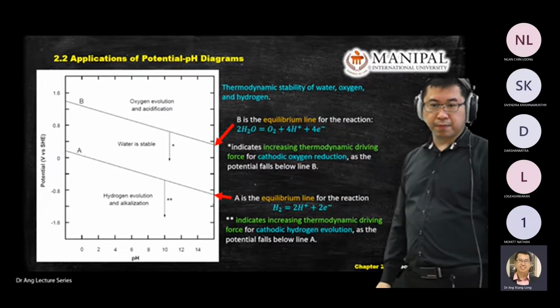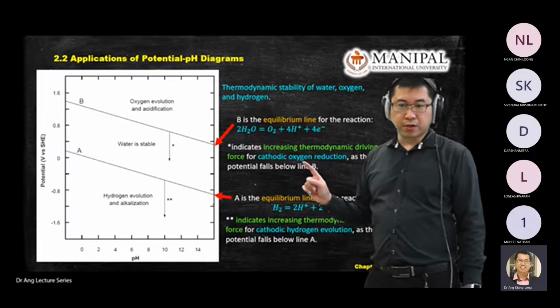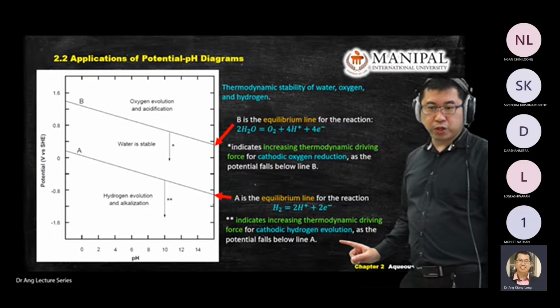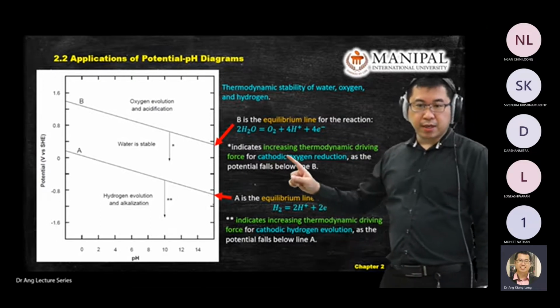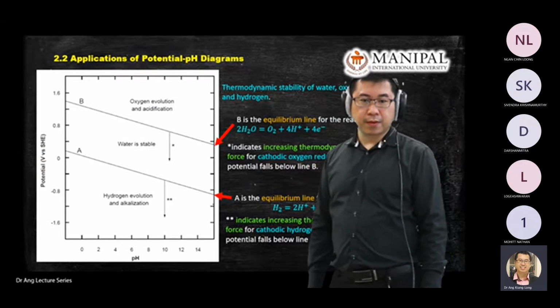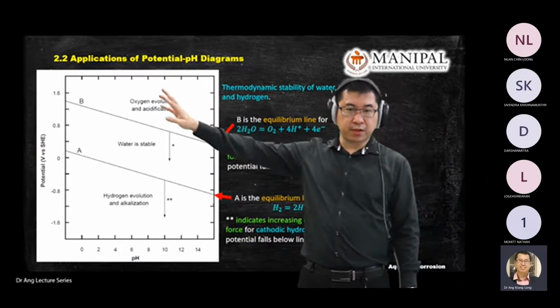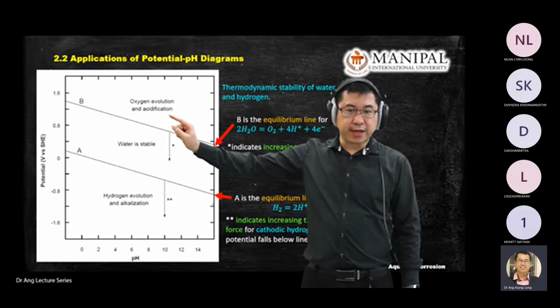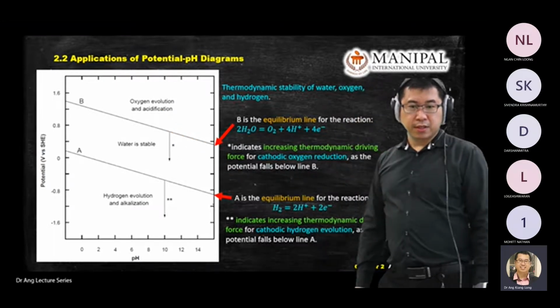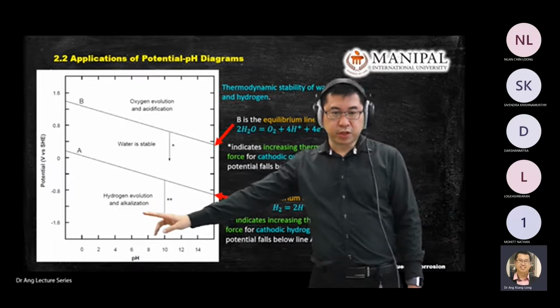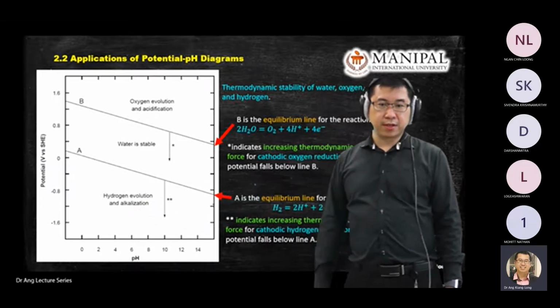Okay. For your catalytic oxygen reduction. One is hydrogen evolution, right? And another one is oxygen reduction. So this zone above is oxygen evolution and acidification. This zone below is hydrogen evolution and alkalization.